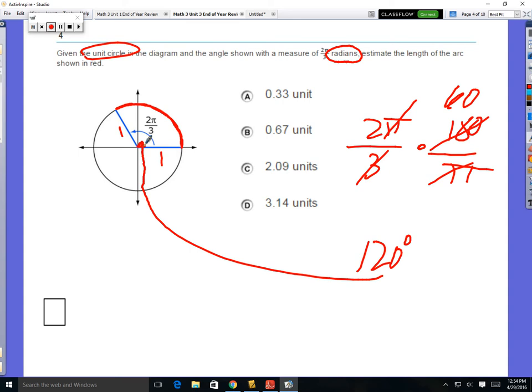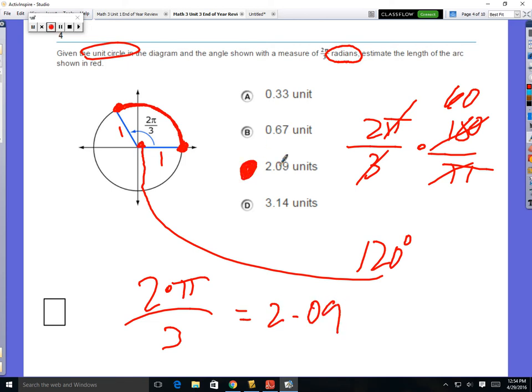And the definition of a radian is the measure of the part of the circle, the arc length, when the radius is 1. So that is 2 pi over 3. On my calculator, I'm going to do 2 times pi divided by 3, and that is 2.09 units. So we're going to go with C.